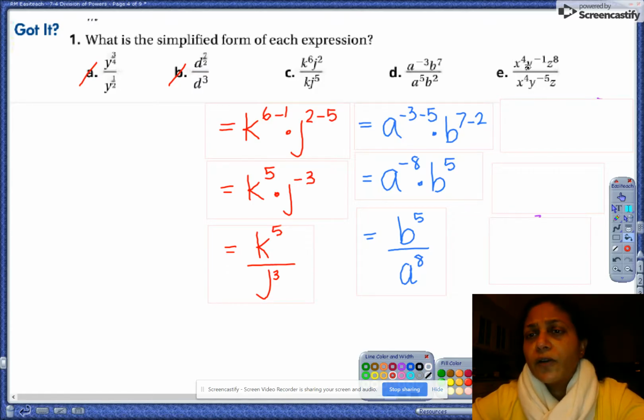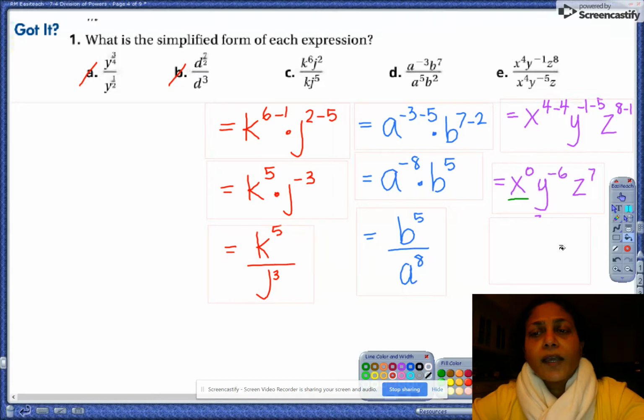Here we have a whole lot of variables, but don't get confused. Do x's and then y's and then z's. And so it's 4 minus 4, minus 1 minus 5, and 8 minus 1. And so x becomes to the 0 power, y becomes to the 6th power. I think there is something wrong here. Just give me a moment.